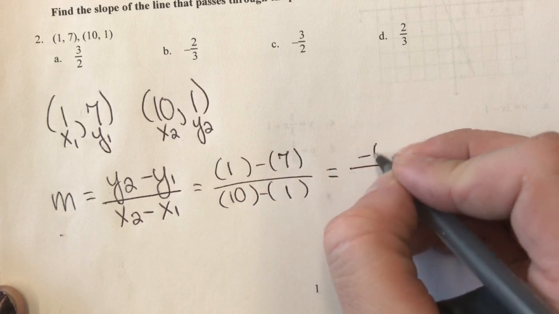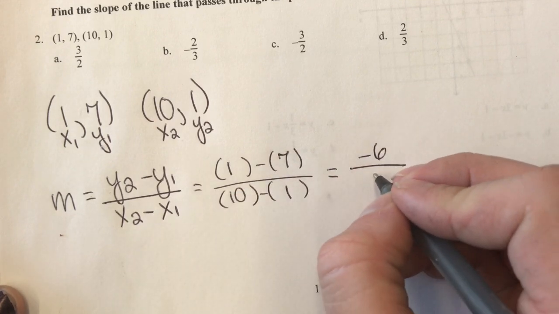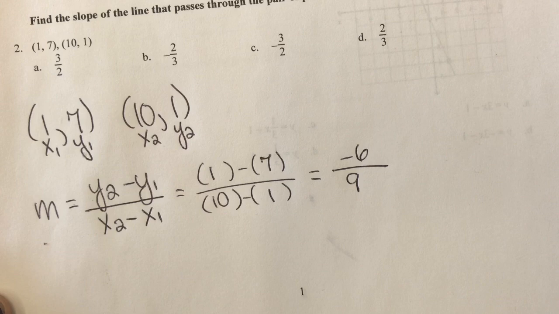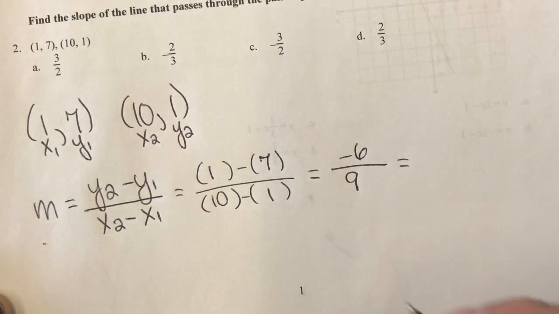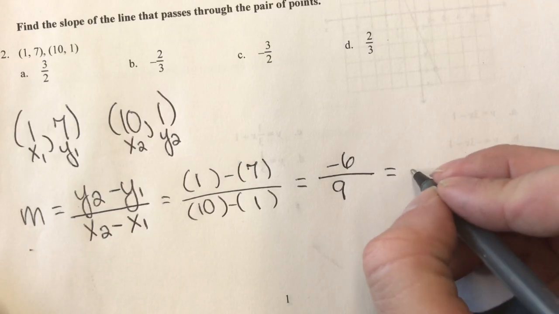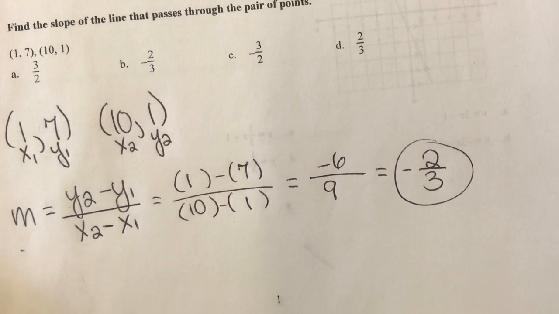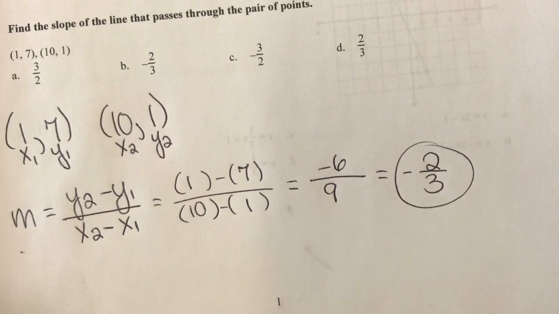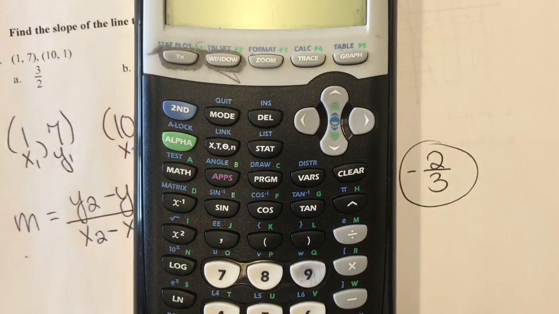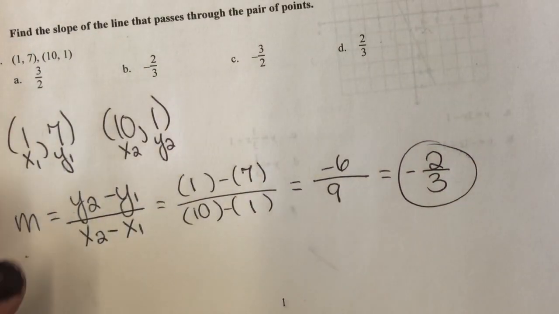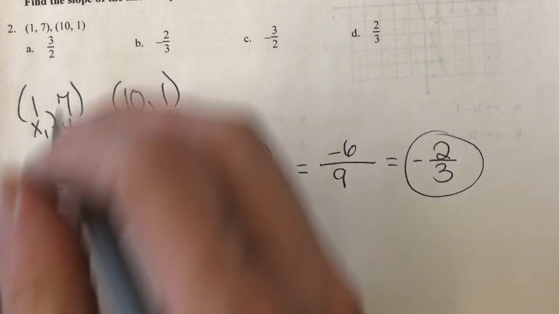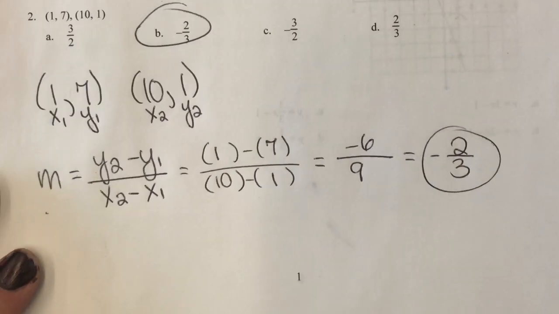Subtract the top gives me negative 6. Subtract the bottom gives me regular old 9. When I divide, I get negative 2/3. And so that would be my answer. If you're using a calculator, you might get negative 0.6 repeating, but if you're using the yellow calculators, which is what I prefer, if you hit math frac, it'll turn into negative 2/3, which is B.